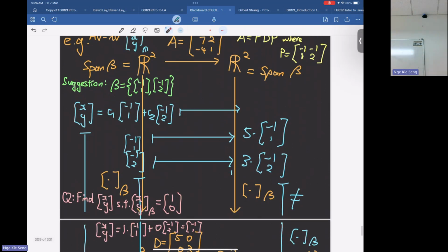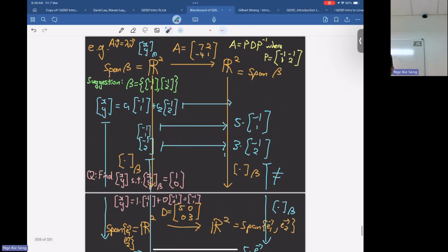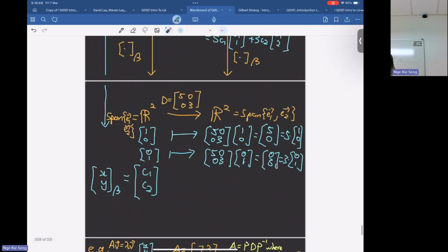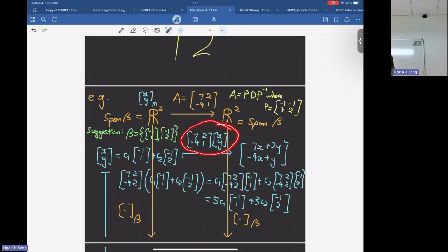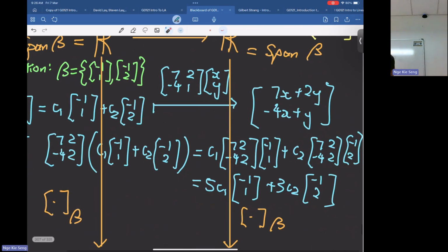Think again what's going on here. We have a matrix transformation from R2 to R2. But if we change basis to this basis B here, we note that our linear transformation acts like a diagonal matrix. You no need to do this kind of matrix vector multiplication. You just multiply like a diagonal matrix.